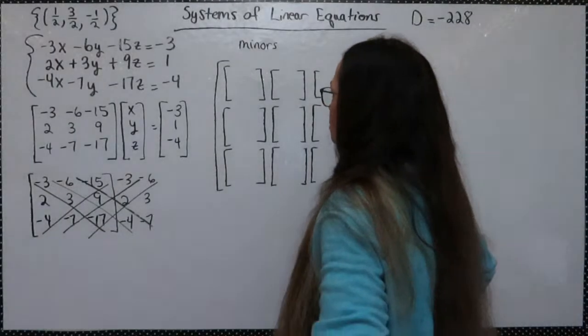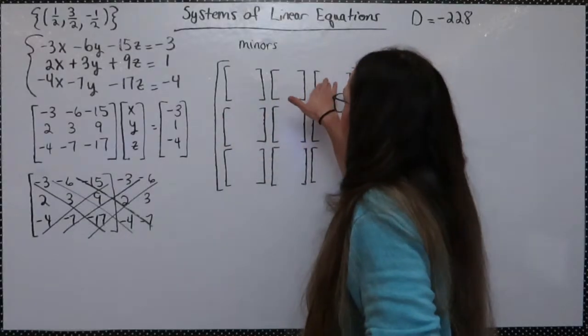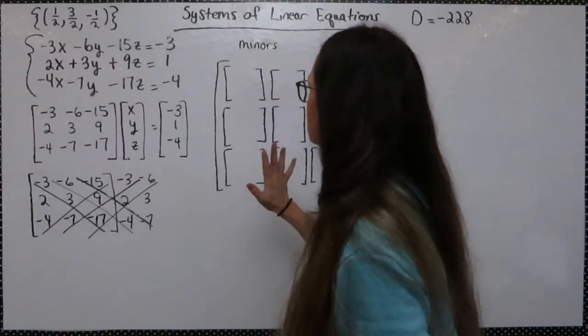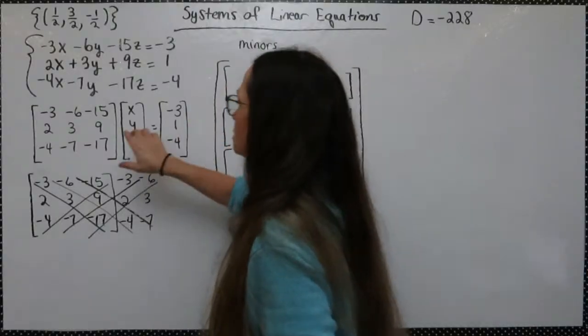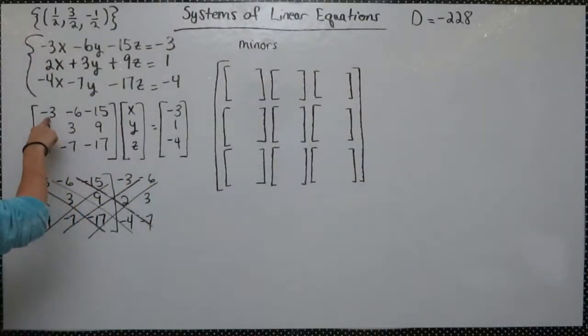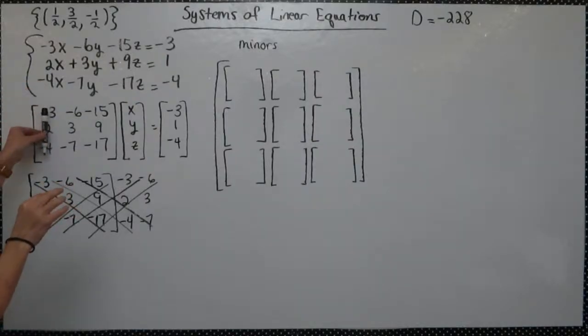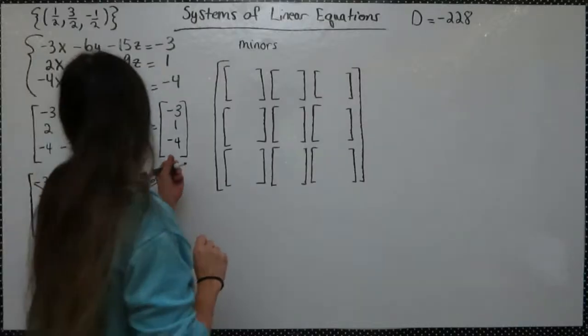All right, so what we're doing is we are taking each position has a location in this array. They're called matrices. And so what I'm doing is I'm going to find this position first. So I'm going to this number right here, and I'm crossing out the row and the column that that number exists in. And there's a resulting 2x2 matrix in there. And so that's what I'm going to list. 3, 9, -7, -17.